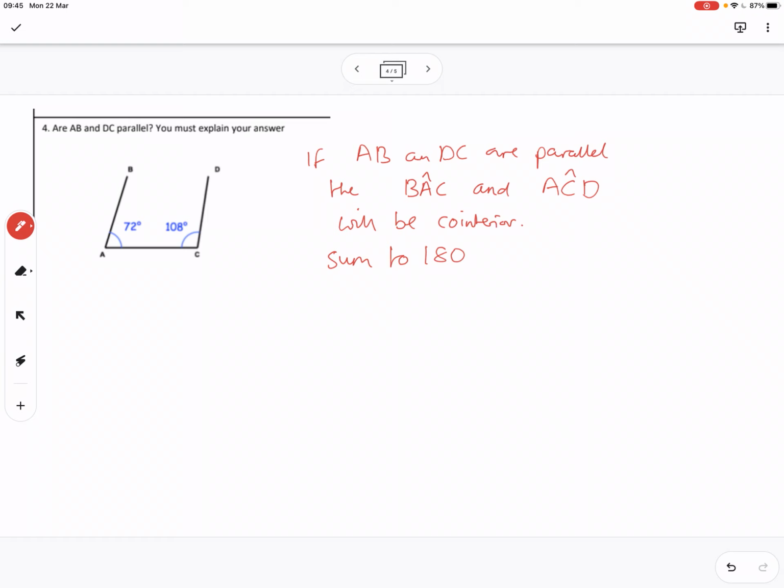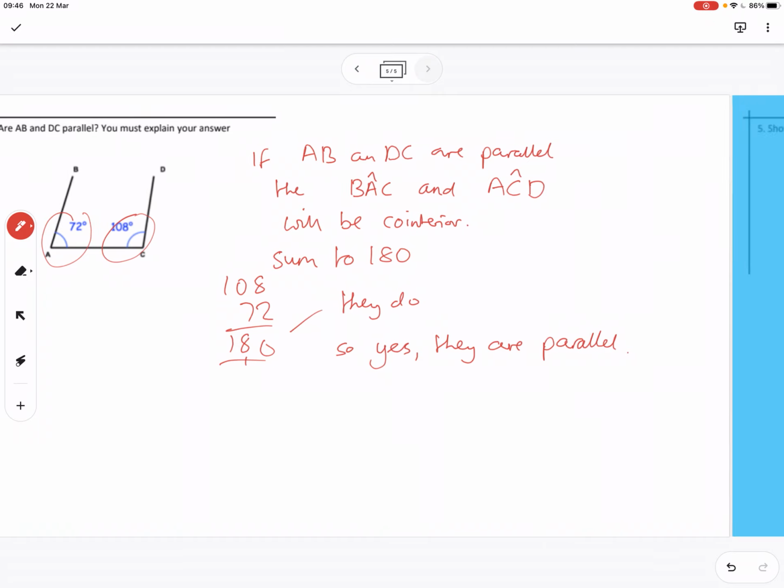So let's check that out. 72 plus 108, and I can see that that's going to come out nicely. They do. So yes, they are parallel. If summing these two angles came up to anything other than 180, then they wouldn't be parallel because they wouldn't be obeying the rules of co-interior angles.